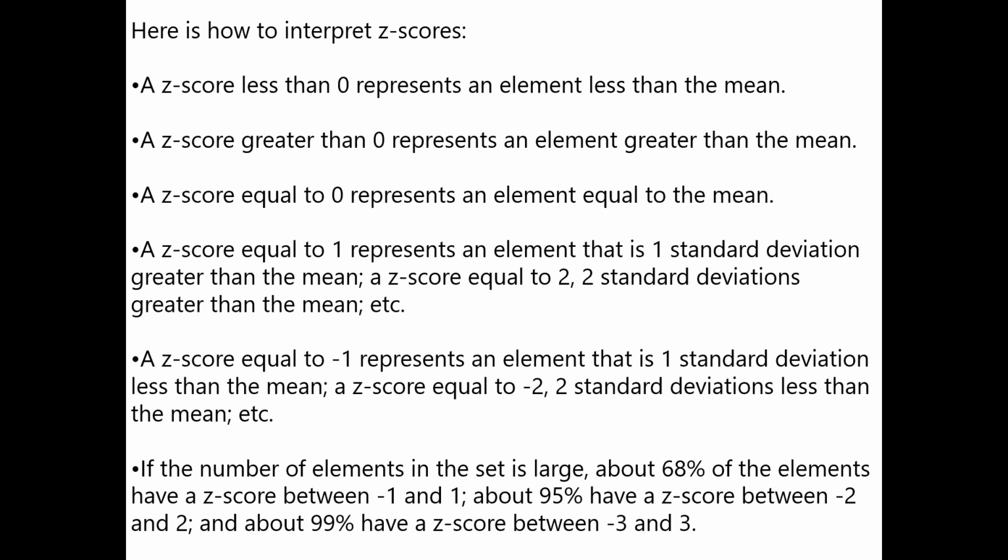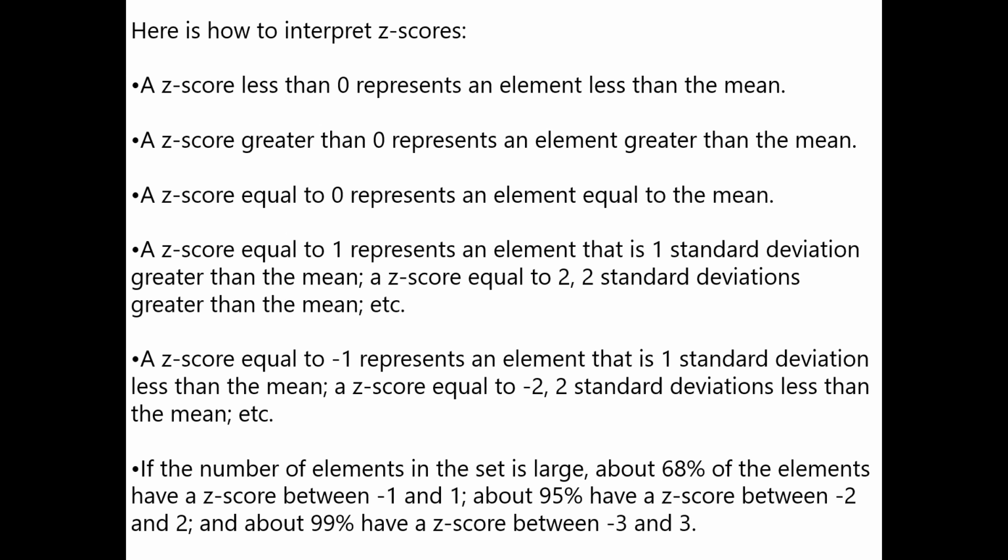A z-score less than 0 represents an element less than the mean. A z-score greater than 0 is going to represent an element greater than the mean. A z-score equal to 0 will represent an element equal to the mean. A z-score equal to 1 will represent an element that is 1 standard deviation greater than the mean. And likewise, a z-score of 2 will be 2 standard deviations greater than the mean, and so on and so forth. A z-score equal to negative 1 will represent an element that is 1 standard deviation less than the mean. And a score equal to negative 2 will represent 2 standard deviations less than the mean, and so on and so forth.